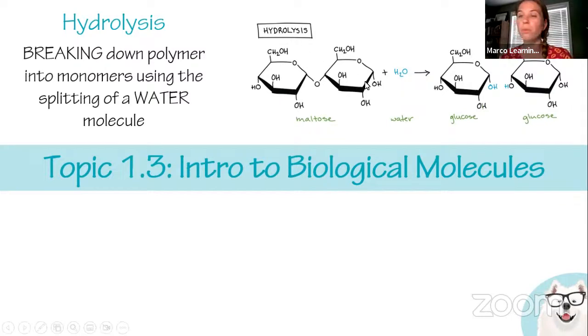So here I see maltose. Maltose is just a disaccharide. It's made up of 2 sugar molecules, these monomers. And so we're going to add water. And by adding water, I'm going to be able to break this bond right here. As you see, the hydroxide or hydroxyl group is going to go to one side, while the hydrogen goes to the other. And so that creates the 2 molecules of glucose. I can break this polymer down into its monomers.